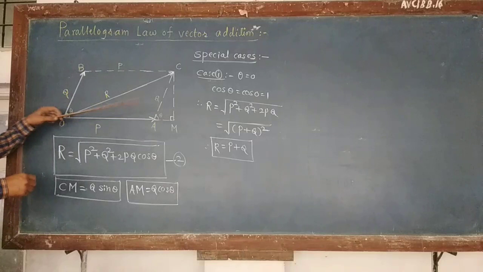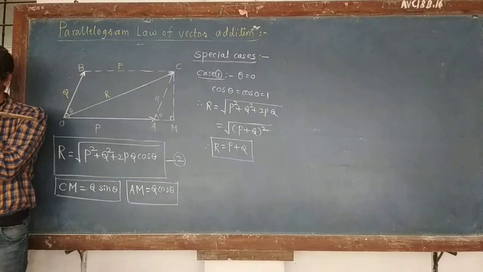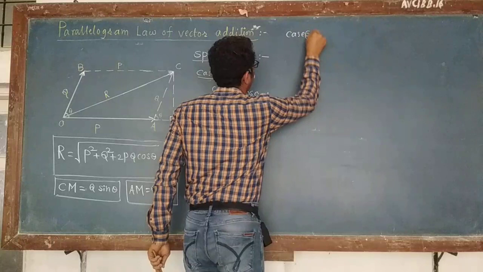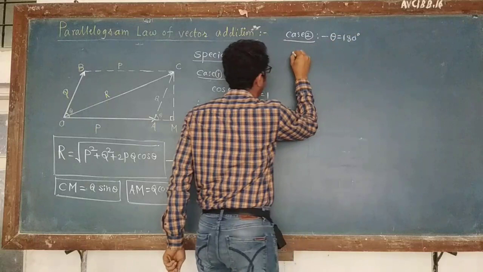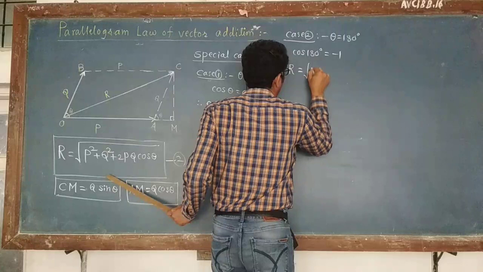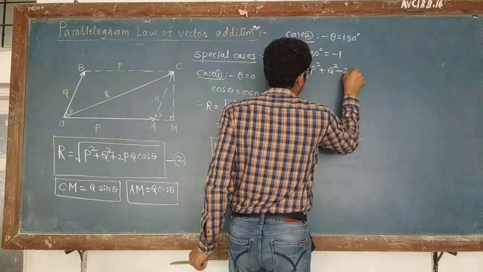Second case, if p is acting here and q is acting exactly in the opposite direction, how much is your angle theta? 180. So in special case 2, if your angle theta is equal to 180 degrees, cos of 180 degrees is equal to minus 1. So equation number 2 is going to become root of p squared plus q squared plus 2pq multiplied by minus 1, which is minus 2pq.